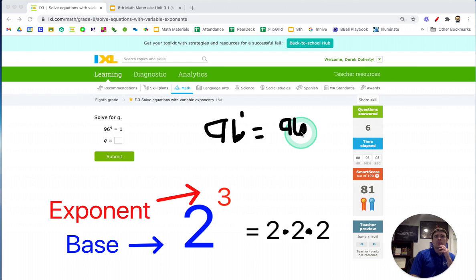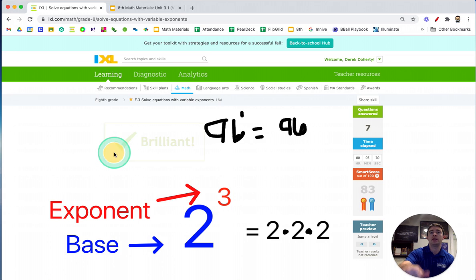And this is where it's important to remember that anything to the power of 0 equals 1. So in this case, 96 to the power of 0 is 1, because every number applied to the power of 0 is 1. We're going to talk about that more in class and why that is the rule and needs to be the rule in math.